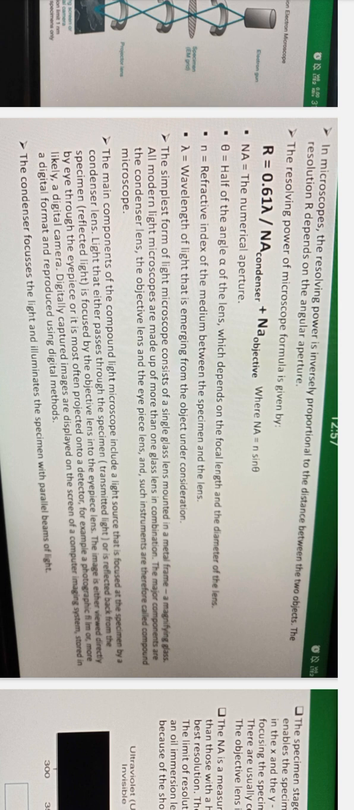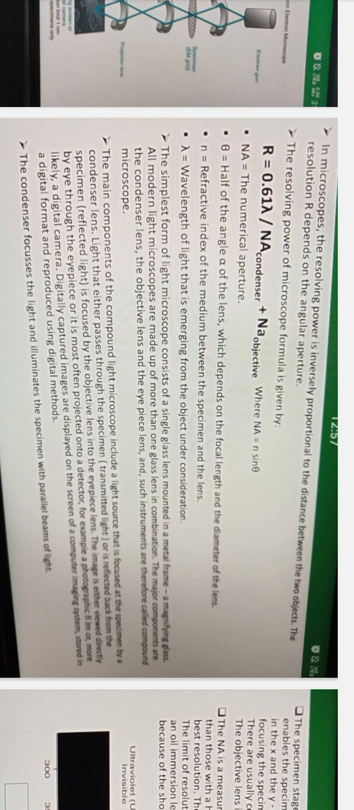So NA is the numerical aperture, theta is half the angle alpha of the lens, which depends on the focal length and the diameter of the lens, and n is the refractive index of the medium between the specimen and the lens. Lambda is the wavelength of the light that is emerging from the object under consideration. The simplest form of light microscope consists of a single glass lens mounted on a metal frame, a magnifying glass. All modern light microscopes are made up of more than one glass lens in combination.